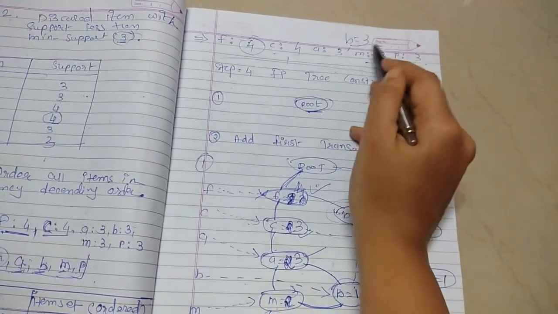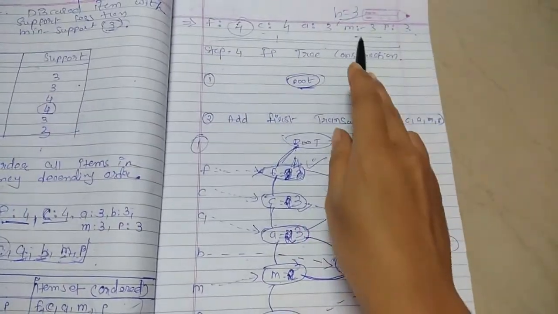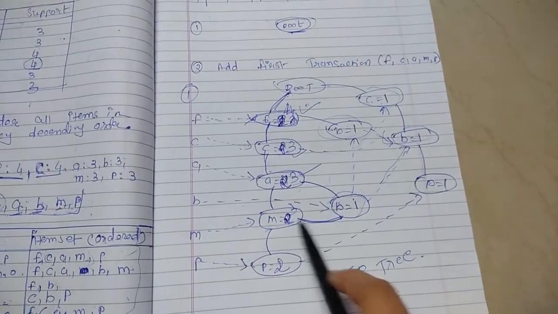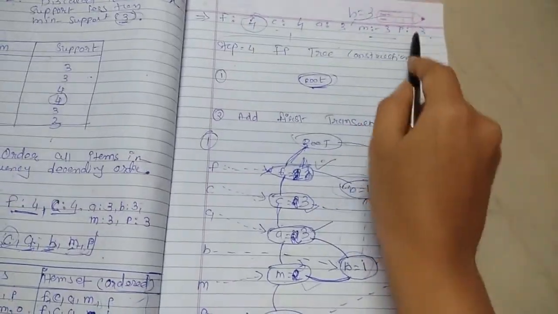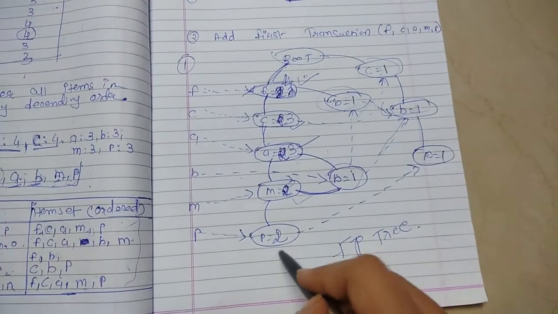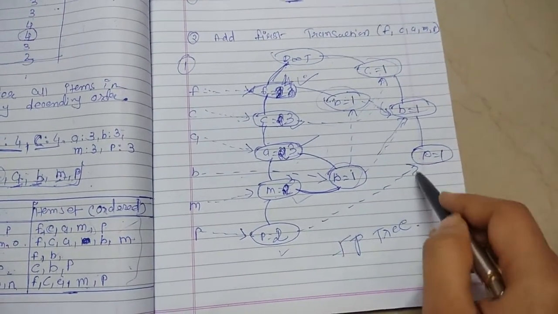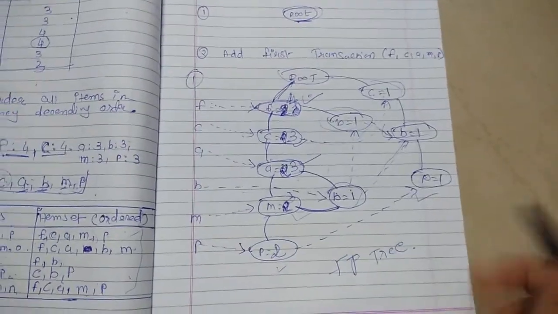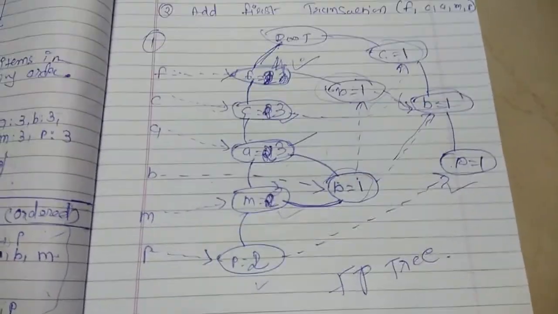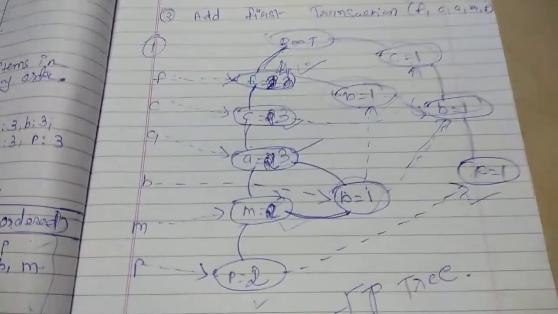So B is repeated 3 times, so this is also true. Next, M equals 3, so it is right. And P equals 2 and 1, 2 plus 1 is 3, so it is also right. So this is how we can verify our FP tree, and this is how we have to create our FP tree.